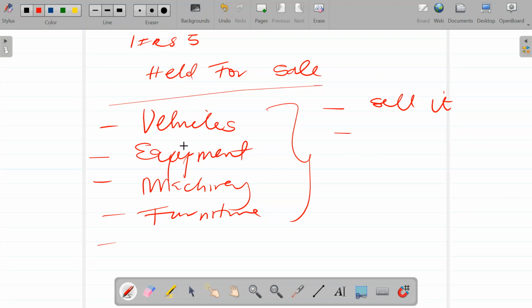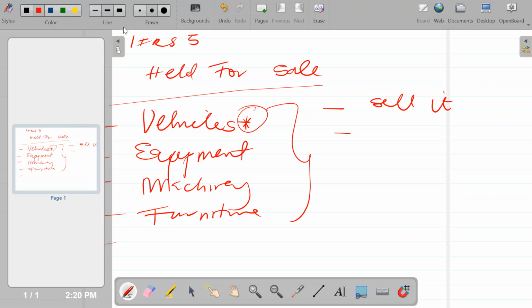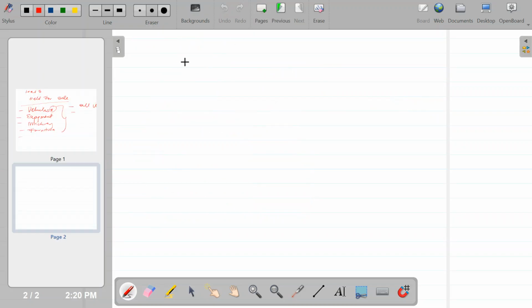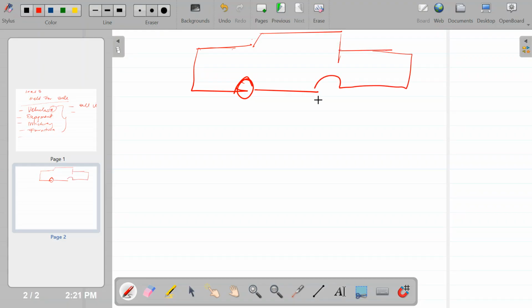Okay. Now, assuming this company wants to sell one of their vehicles, maybe it's a truck. They want to sell one of their trucks. So this is the truck they want to sell. Okay, so this is a very big truck.